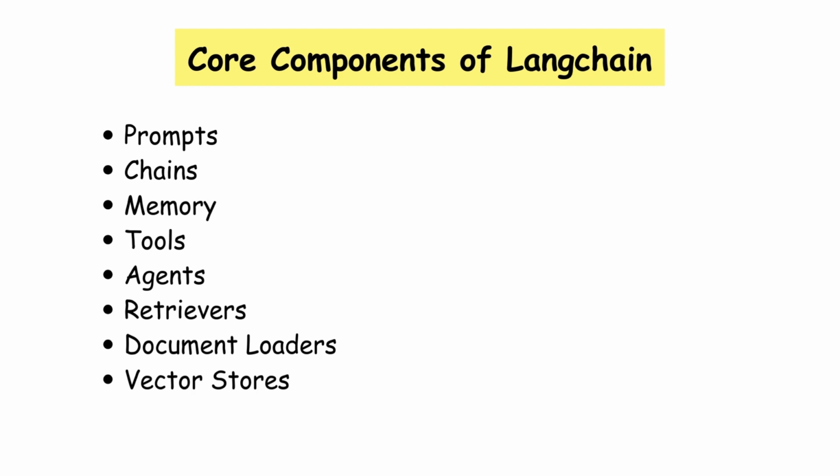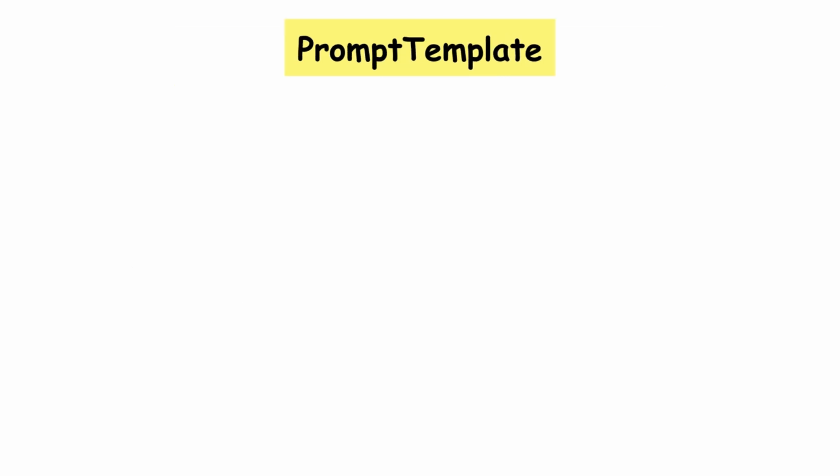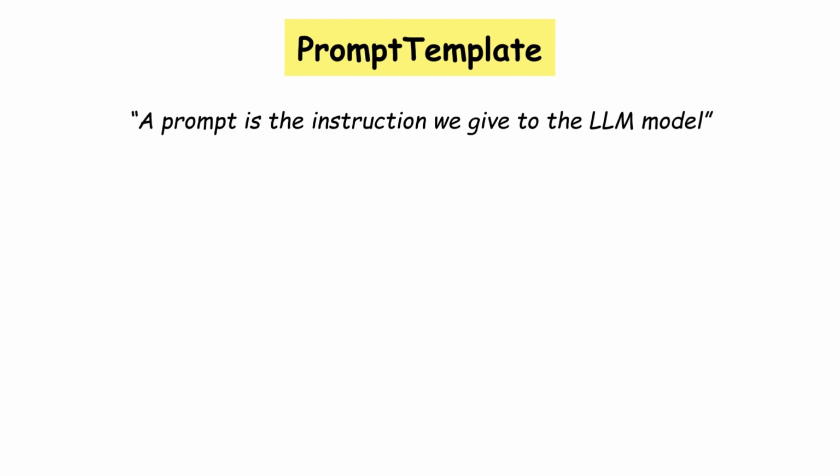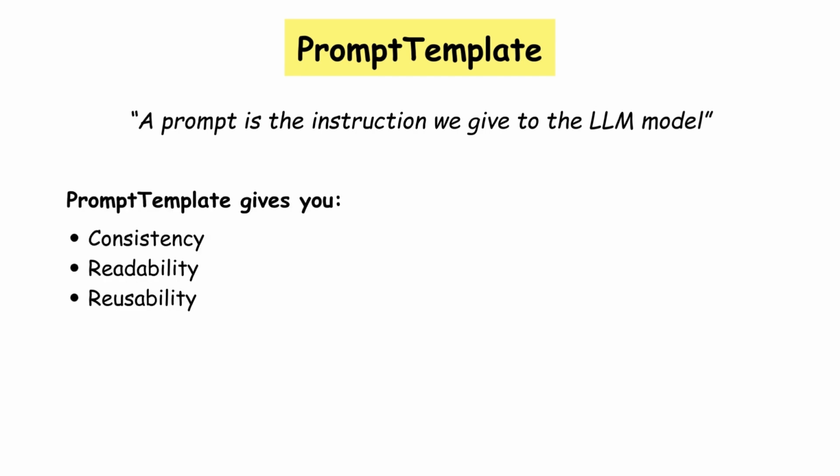For this video, we are starting with prompt templates. So first of all, what is a prompt? A prompt is just how we talk to the AI. It is the instruction or question we give it. But how you structure your prompt can change everything. LangChain gives us tools to organize, reuse, and format prompts using prompt templates. So prompt templates give you consistency, readability, and reusability. Now that we understand what a prompt template is, let's go ahead and create our first prompt template using LangChain.